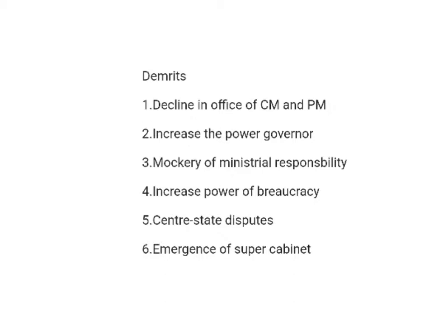So the first demerit of coalition government is the decline in the office of CM and PM. As we know, when there is a coalition government, there is chaos and confusion also. There is a decline in the office of CM and PM. That means one party will decide that the PM will be in office for 2 years from their party. Another party says that the PM will be from their party for another 2 years. So there is a decline in the office of CM and PM.